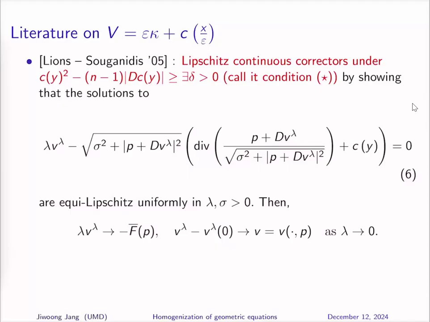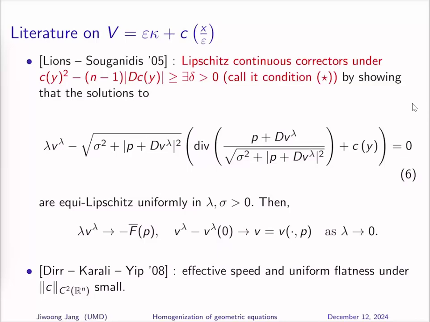Here c is positive, since c has a certain magnitude, and by that magnitude of the forcing term, the gradient of the forcing term is controlled by condition star. So the oscillation of the forcing term must be controlled, must be small. Then they use the Bernstein method to prove the Lipschitz estimate, which is uniform in lambda and sigma. Here lambda is the approximation parameter, and sigma is a regularization parameter. They took the limit to recover the viscosity solution of the cell problem. So they found the correctors for every direction.